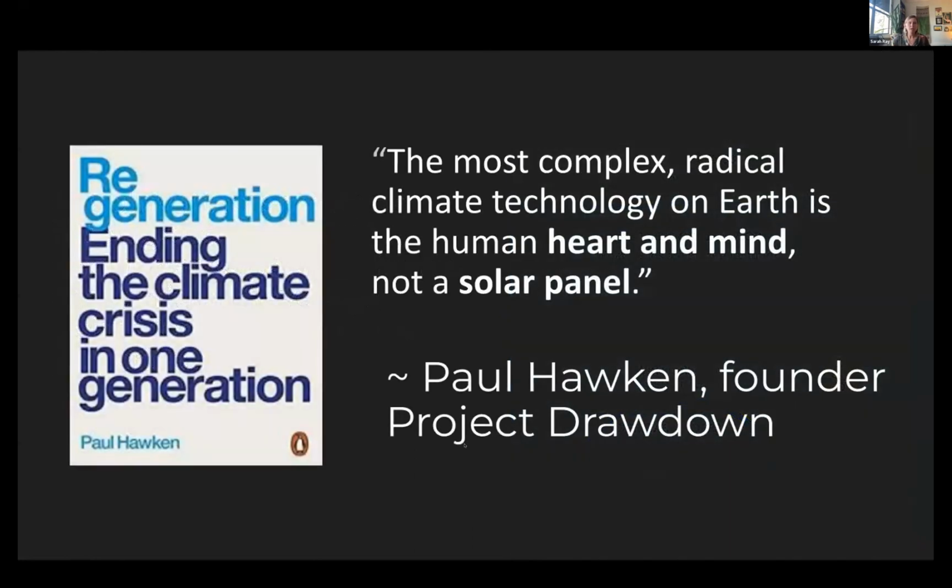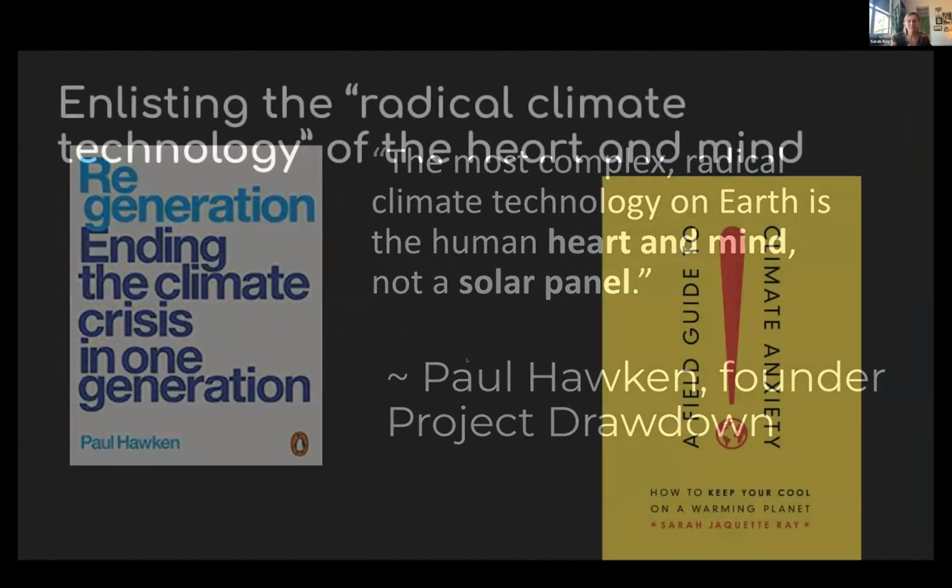Paul Hawken puts it this way: the most complex, radical climate technology on Earth is the human heart and mind, not a solar panel. And I just think that puts the point on everything I've just tried to say. We think of technology, we're investing so much in STEM, we're investing in all this technology, we have all this sort of optimism about capitalism and technology fixing all these problems at the cost of thinking about the human heart and mind as a kind of technology. I think what would happen if we invested as much in that technology as we do in what we think of as capital T technology?